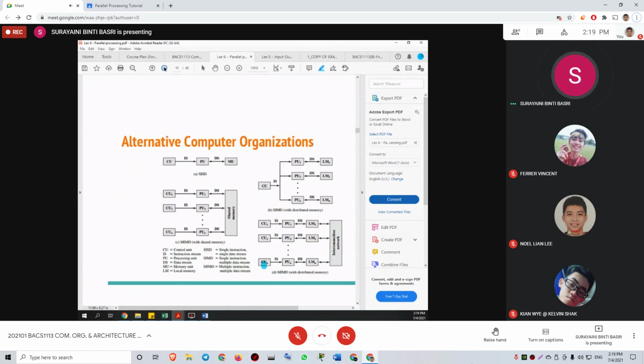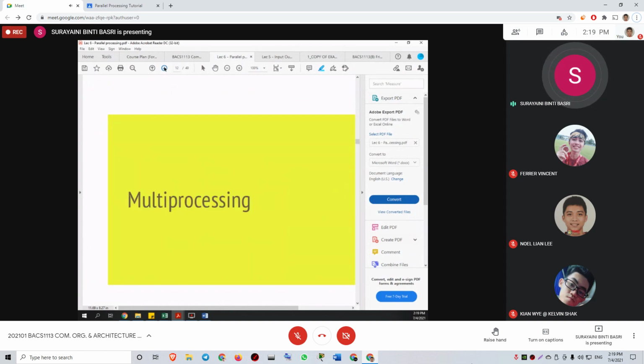Okay, so we have learned about the architecture of the parallel processing. So you just need to remember there are four architectures of the parallel processing. Okay, so now we are learning about multiprocessing. Multiprocessing means the process of processing more than one process. Okay, so the process of how our CPU can process more than one process or instruction at one time.